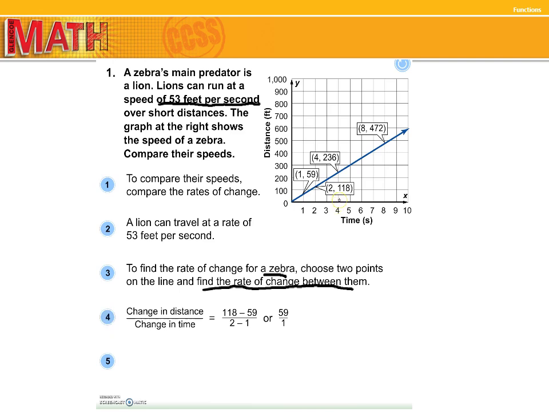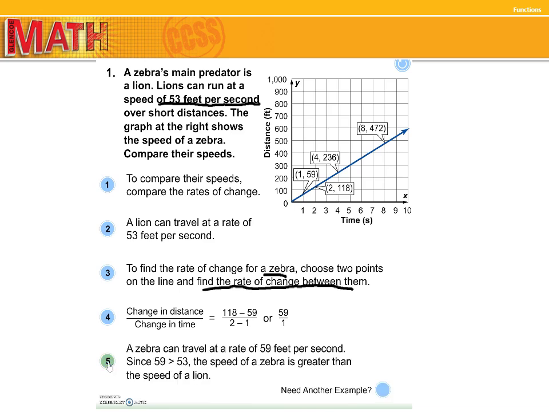They picked 118 and 159. And the change in distance, 118 minus 59, which is 59. And then 2 minus 1, which is 1. And that gives us the information that a zebra can travel at a rate of 59 feet per second. And since 59 is greater than 53, the speed of the zebra is greater than the speed of the lion. So as long as you wrote it like this, make sure that you represent 59 as the zebra and 53 as the lion, you would be okay.